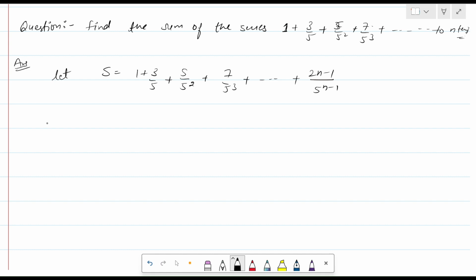If I am writing here, r S, what is S? S is this, and 1 by 5 is the common ratio of the GP. So 1 by 5 S is equal to 1 by 5 plus 3 by 5 square plus 5 by 5 cube plus 7 by 5 to the 4 and so on, up to 2n minus 3 upon 5 raised to the n minus 1, plus.